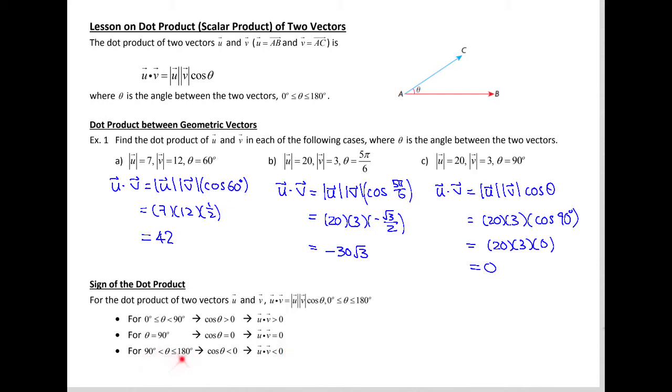an obtuse angle. Now, the most important one, when the angle is actually 90 degrees, cosine 90 degrees becomes 0. That means when the dot product becomes 0, we know the angle between those two vectors must be 90 degrees.